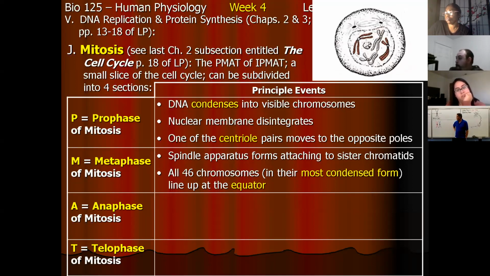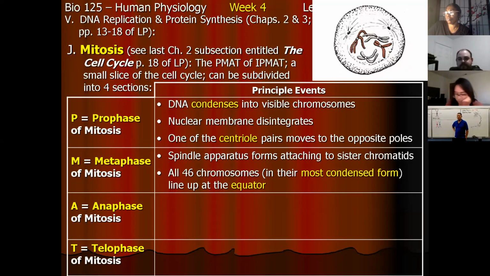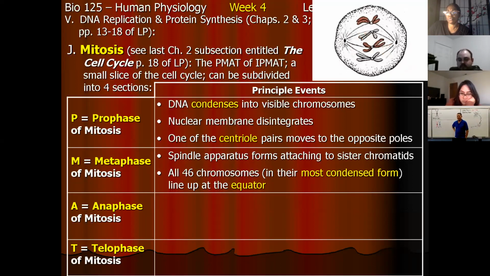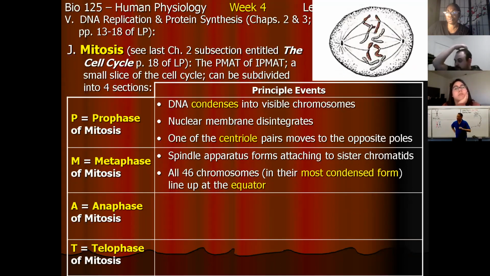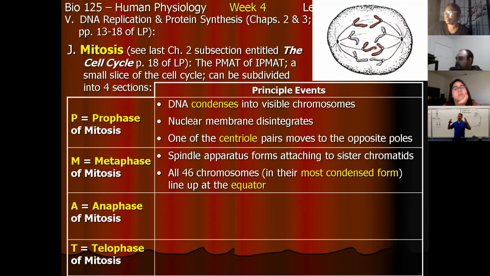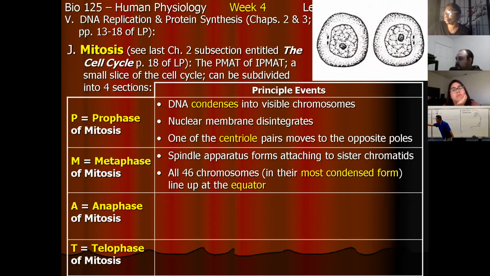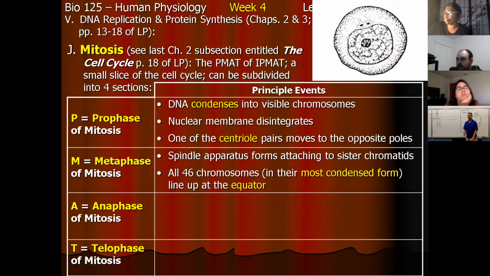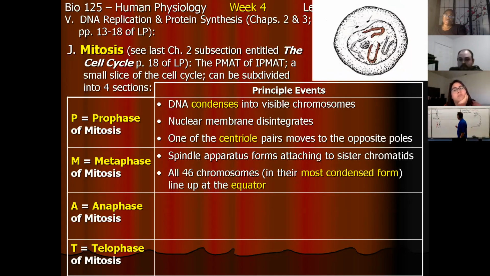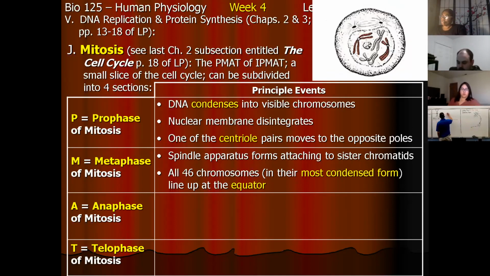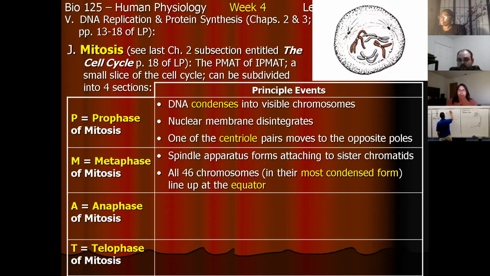Also, by the time it's in metaphase, these chromosomes are as condensed as they're going to be, which is why we take a picture of them in metaphase when we're going to do a karyotype, in which we can see chromosomal mutations. We take a picture at metaphase because now they're maximally condensed and as consistent in appearance as can be.